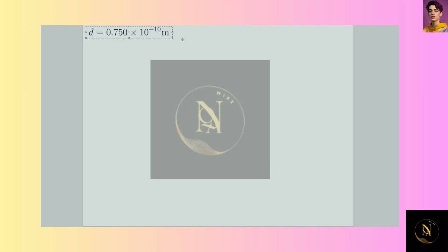So this question tells us to assume the distance between the protons in a hydrogen molecule is 0.75 times 10 to the minus 10 meters. We're asked to find the energy of the first excited rotational state.